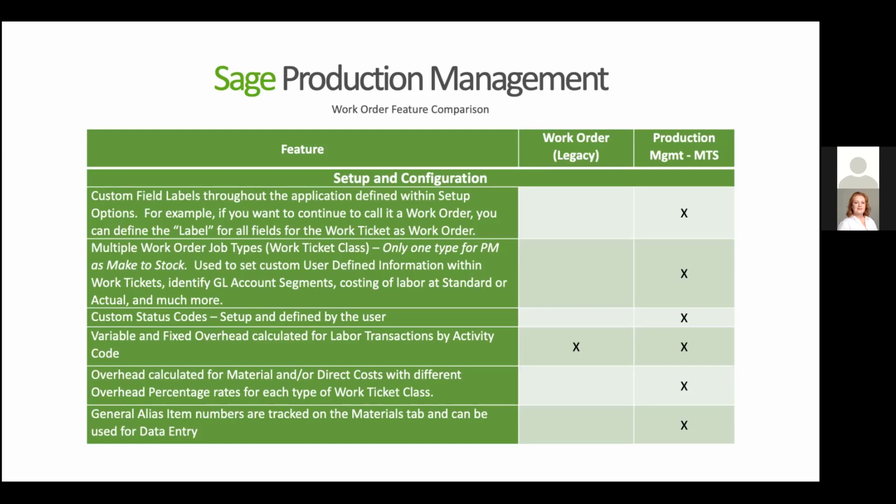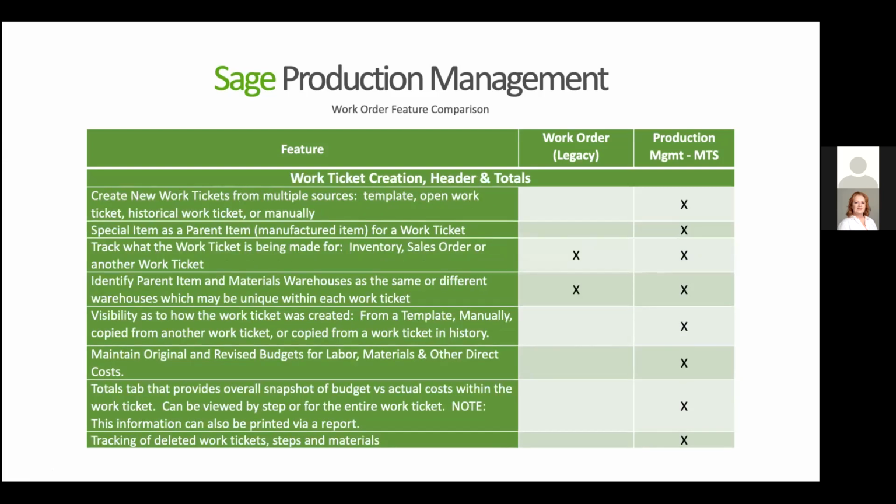Status codes are new, right? So control your work ticket steps via status, release work ticket steps via status. We're making it easier to see at a glance exactly what's going on in your manufacturing process. There are some additional overhead and direct cost calculations, and general alias items are tracked on the materials tab and can be used. So we can now use general alias items. Setup and configuration gives you more options on how you want production management to interact with the rest of your modules and the rest of your processes in Sage.